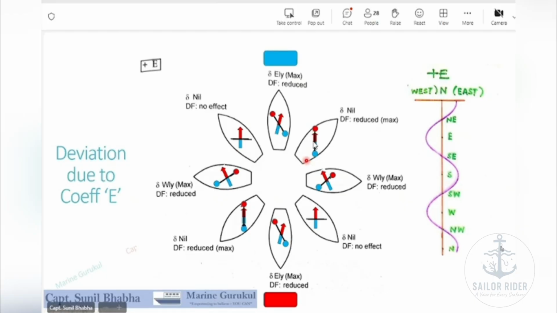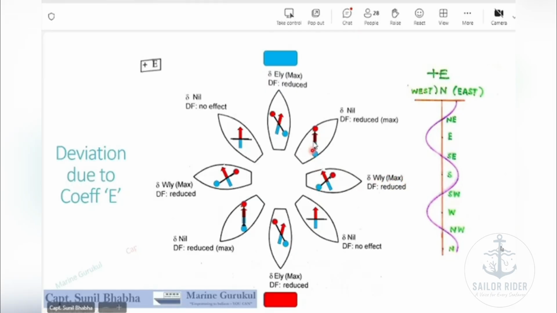Now let's take the ship on an easterly heading. With the vessel on an easterly heading, we can see that this structure is now partially aligned with the magnetic field of the earth, partially aligned. So the poles generated are of partial power, but these poles are at a 45-degree angle. This is where maximum deviation is generated by these poles. So on the easterly heading, you see maximum deviation is generated.